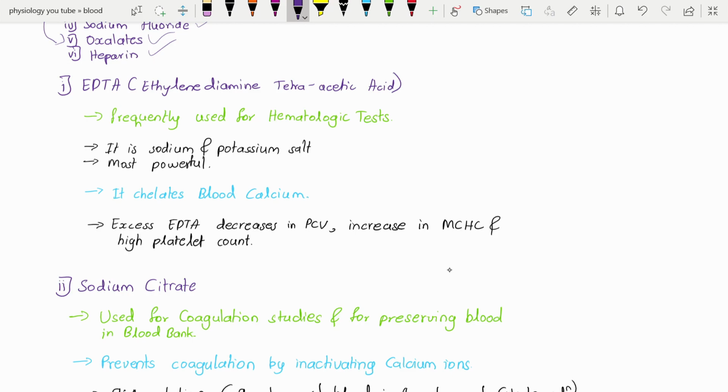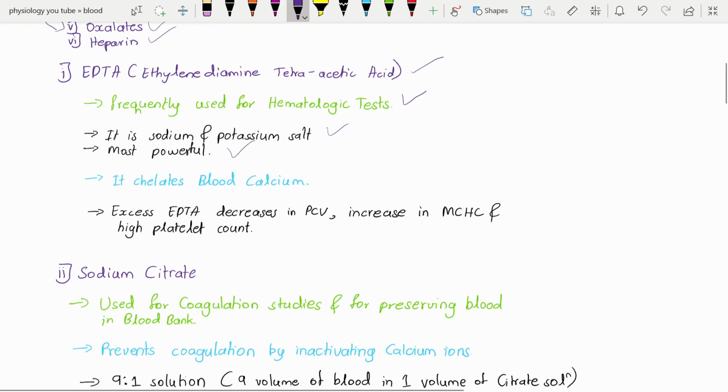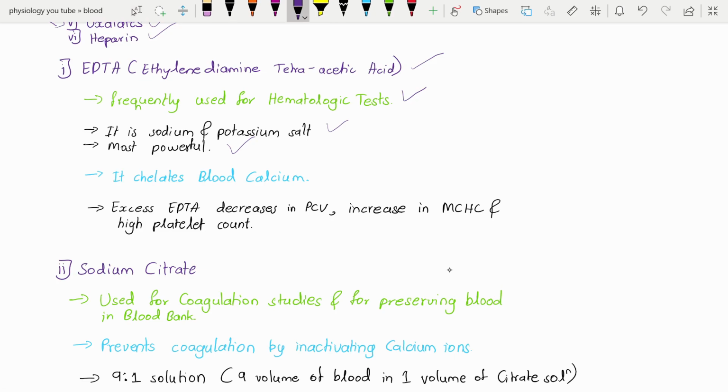Ethylene diamine tetraacetic acid is used for the hematological tests and it is the sodium and potassium salt. For example, sodium and potassium salts of ethylene diamine tetraacetic acid, and it's the most powerful. It chelates the blood calcium, meaning it forms a coordination complex with the calcium ion, because there is acetic acid, that is COO minus, present at the end. So it will bind with the calcium.